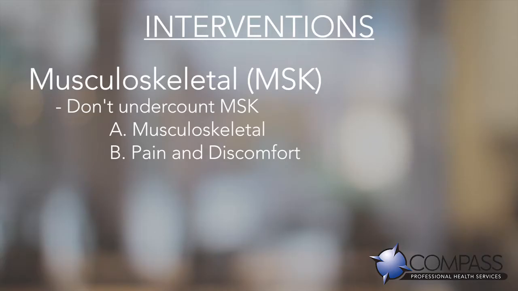So 1, for musculoskeletal, MSK, first of all, you want to make sure that you're not undercounting that particular type of diagnosis. Oftentimes musculoskeletal is broken out into 2 categories: actual musculoskeletal, and then pain and discomfort. It's very important to combine those 2 into one category, just to make sure you're not undercounting the total amount of claim spend in that area. This is oftentimes related to orthopedic visits, chiropractors, physical therapists, sometimes neurosurgery as it relates to the spine.